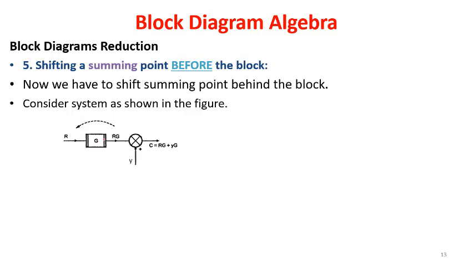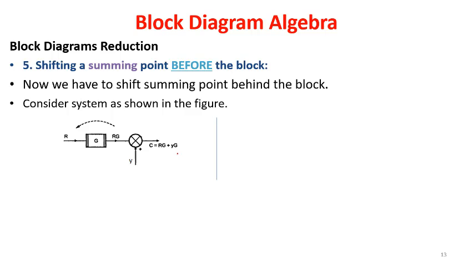Before that, let's see what the output is coming out from the existing block. The input of this block is R, and the output from the block is the product of R and G, that is RG. At the summing point we are having the signal Y. It is a positive signal, so the output will be C equals RG plus YG.